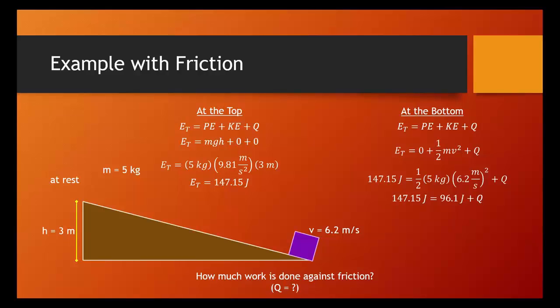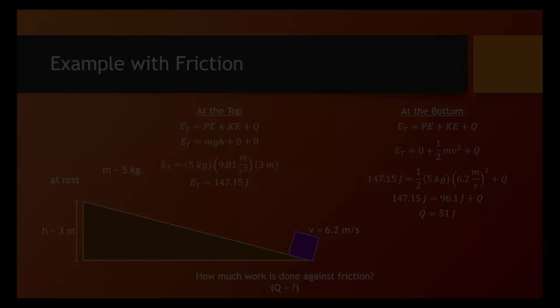So this object started out with a little more than 147 joules of potential energy, but now at the bottom it only has about 96 joules of kinetic energy. If we didn't know any better, it would seem as if some energy had been lost. But we know that friction produces heat, and so we can figure out that this process produced 51 joules of internal energy. This is the work done against friction. This is the amount of energy turned into heat during the process.